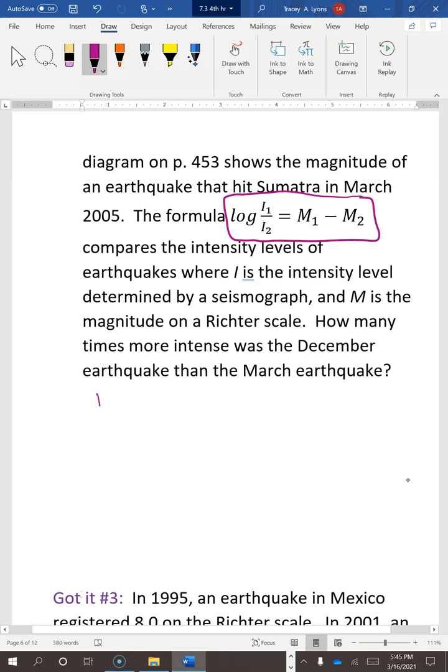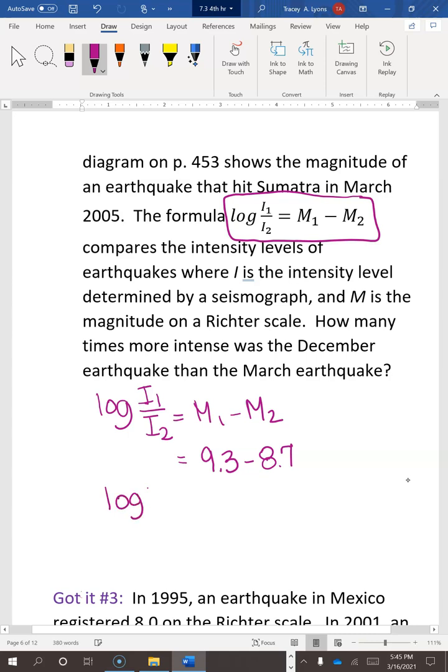So we start with our formula, and it equals m1 minus m2. Okay, so looking at the table, m1 is 9.3, m2 was 8.7. So I'm going to subtract those, and I get log I1 over I2 equals 0.6.